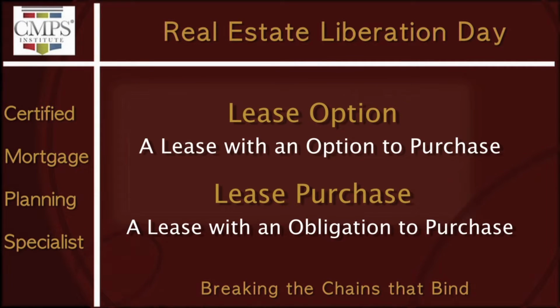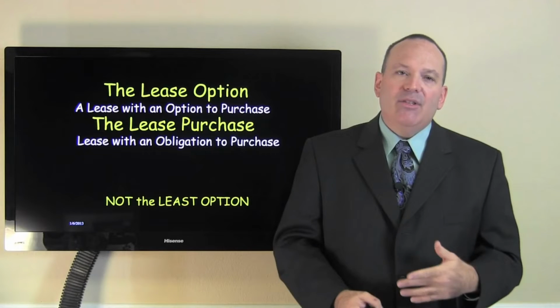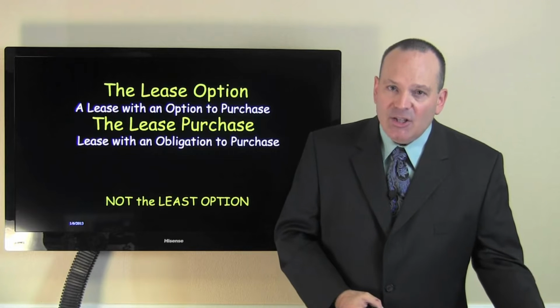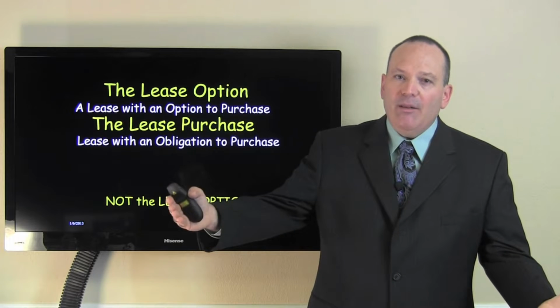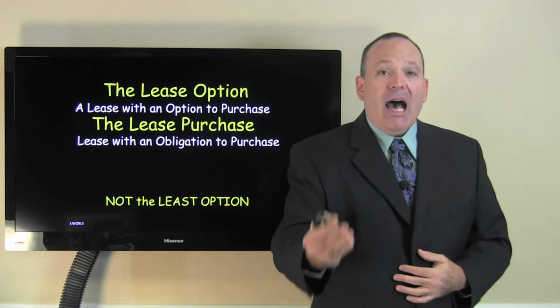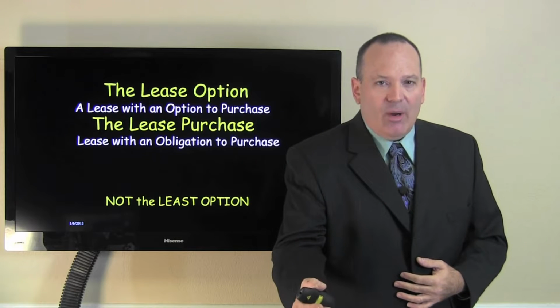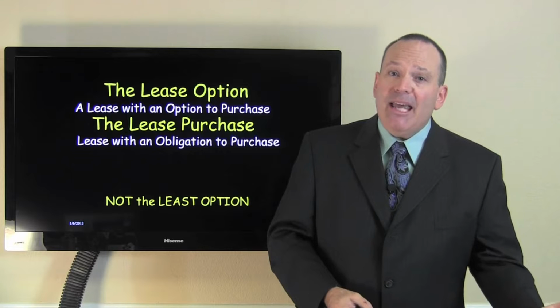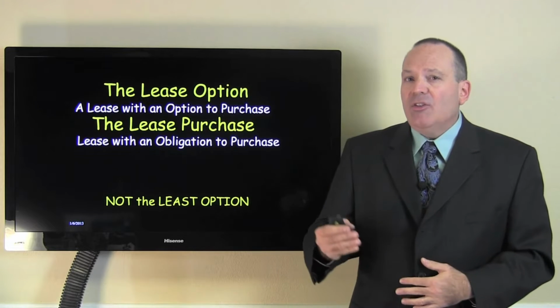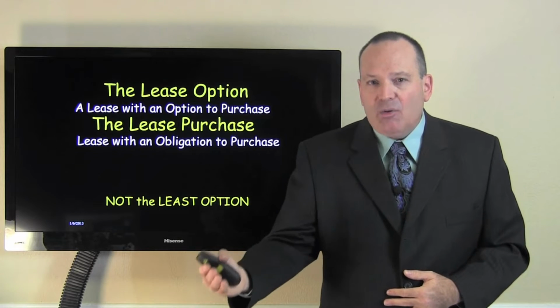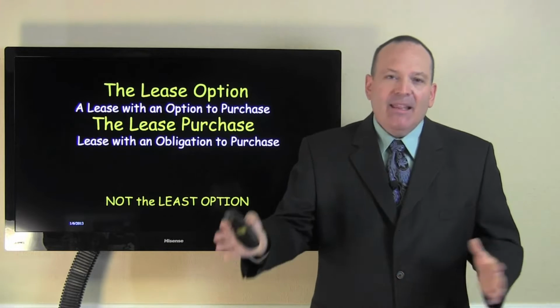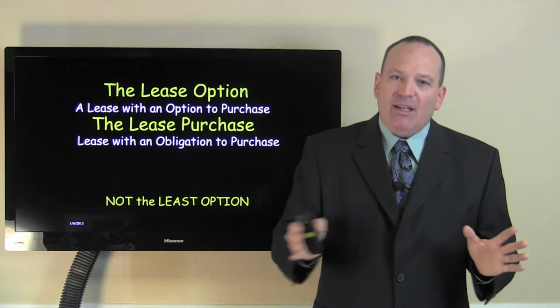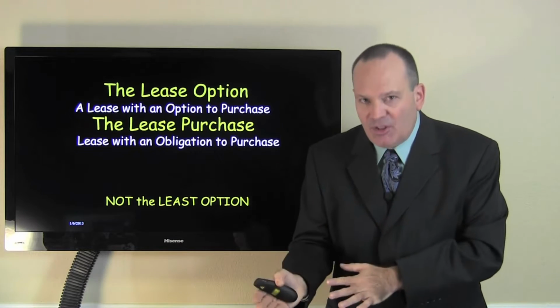First of all, the lease option contract and the lease purchase contract are really only different in one way. The lease option contract gives the seller the obligation to sell at a certain point in the future, and the buyer the option to buy. It's their choice. The lease purchase contract gives the seller the obligation to sell, and it also gives the buyer the contractual obligation to buy. That's really the only difference.